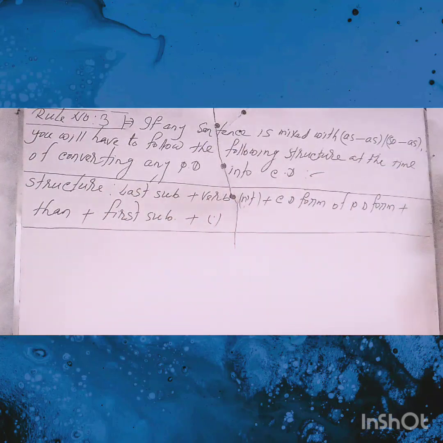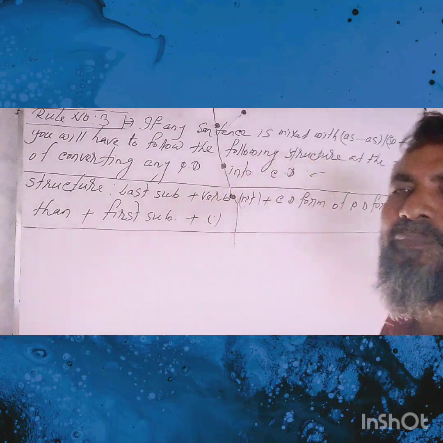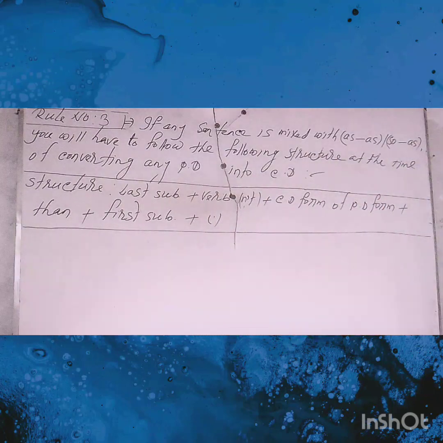Okay my dear learners, the sum and substance of this rule, please listen to me carefully and try to understand. You are told, my dear learners, if any positive degree is mixed with "as... as" or "so... as", and you'll have to convert such a statement of positive degree into comparative degree, you'll have to follow the structure, sir. What structure pattern, my dear learners?